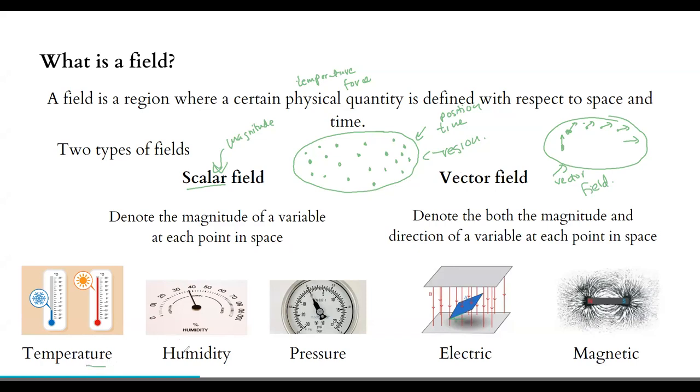Some examples for scalar fields are temperature, humidity, pressure, and so on. So, right? These parameters, temperature that we measure, do not have a direction, right? We can't say temperature is in a certain direction, right? The humidity, pressure, and so on, they don't have a direction, they have a magnitude, right? They have a magnitude at each position in the atmosphere, for example, right?